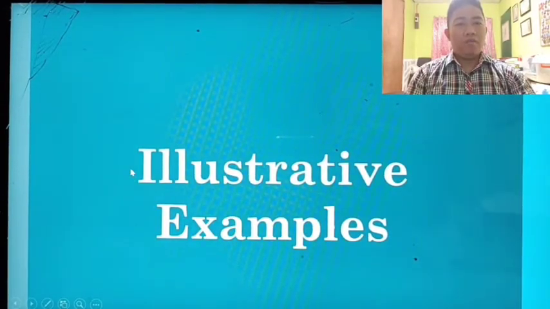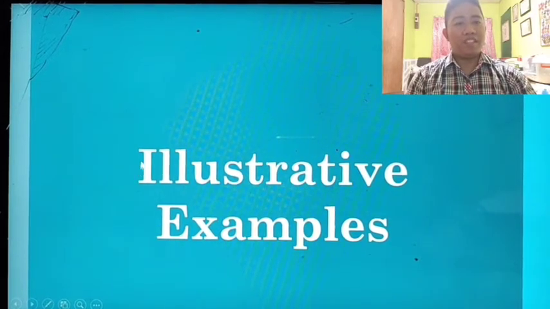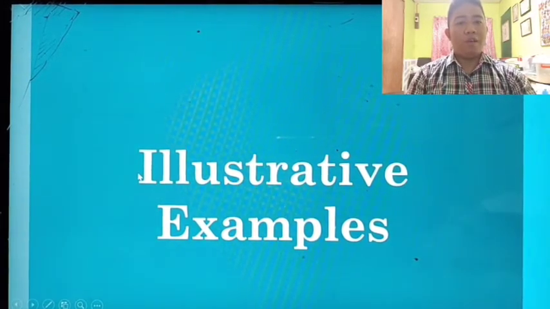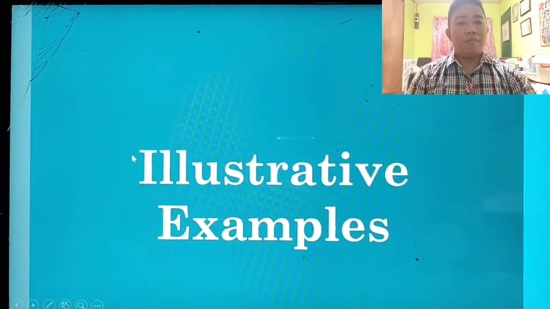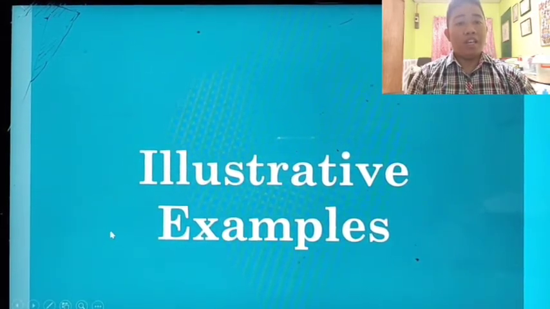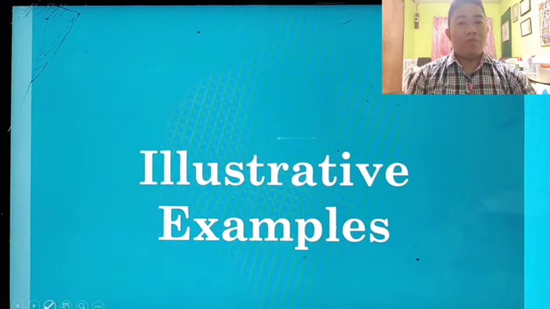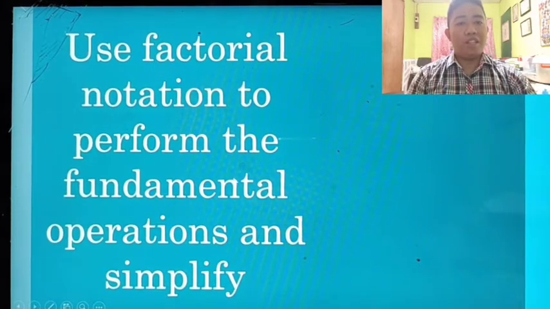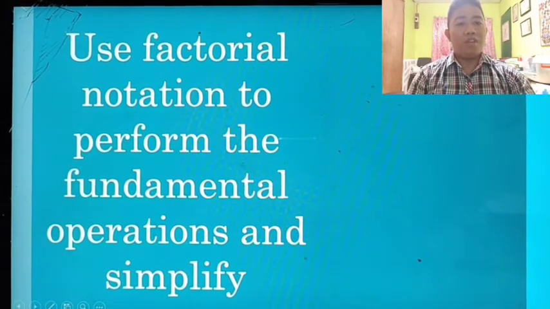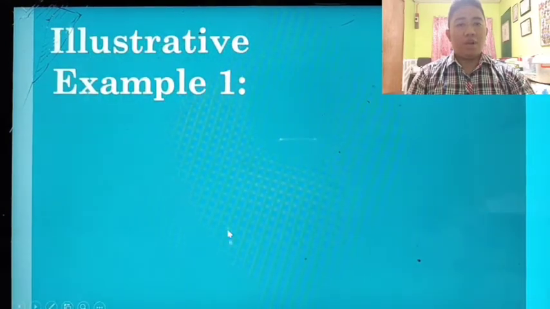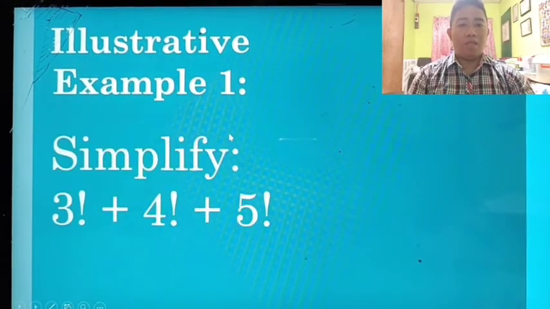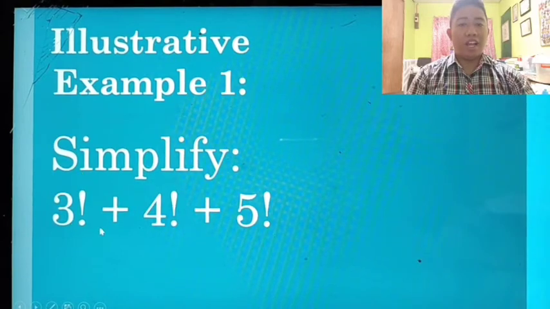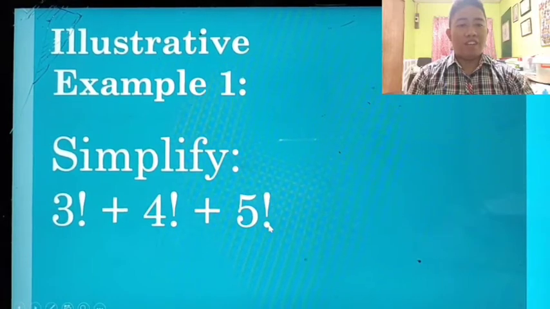So here are some illustrative examples on how you will perform fundamental operations using the PEMDAS rule involving factorials. Before that, you will use factorial notation to perform the fundamental operations and simplify. So let us begin with our first illustrative example: how will you simplify 3 factorial plus 4 factorial plus 5 factorial?